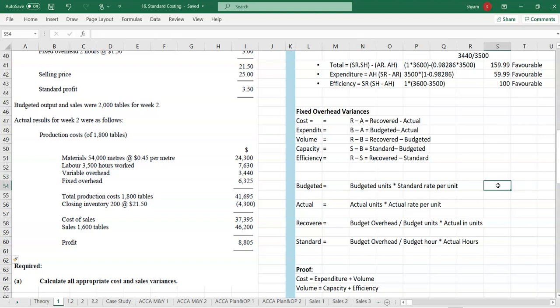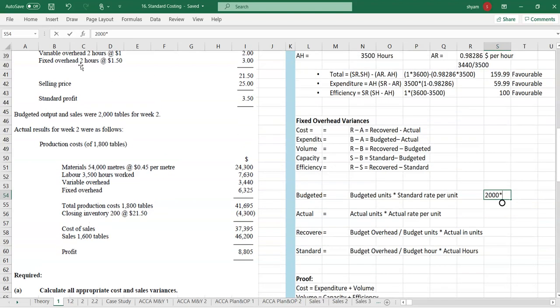So for budgeted units we have to search. Here it is. Budgeted units, they thought of producing 2000 units into the standard rate per unit. Okay, what is the standard rate? Only the standard fixed cost rate. If you see this problem, the fixed cost hours is 2 hours and the rate is 1.5. So the standard rate is 1.5.